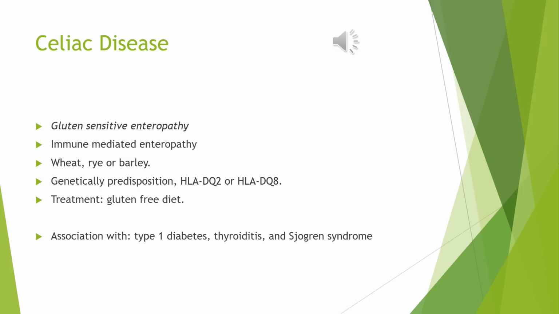This disease occurs in genetically predisposed individuals who carry the HLA-DQ2 or HLA-DQ8 genes. The typical treatment for celiac disease is a gluten-free diet, which is not an easy diet to stick with because gluten is present in so many cereals.